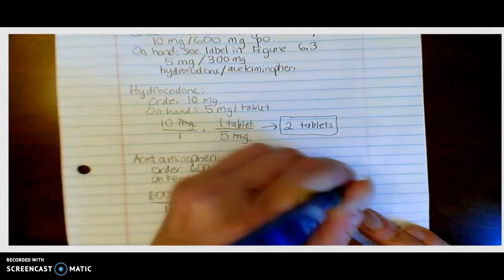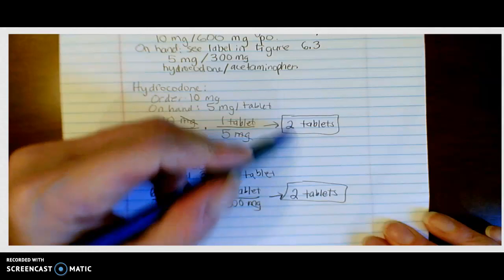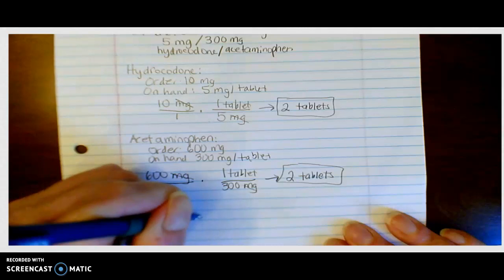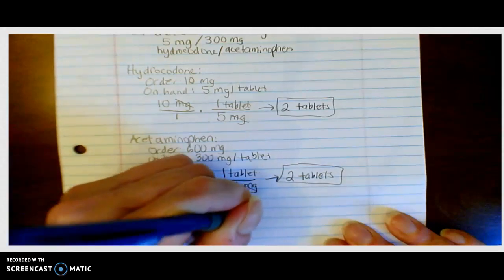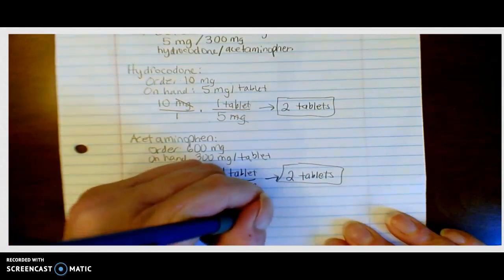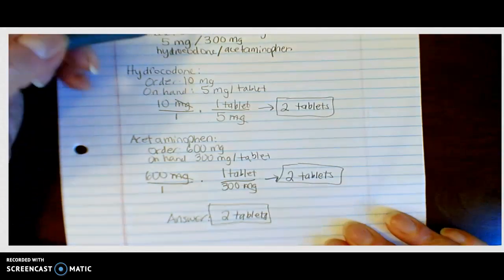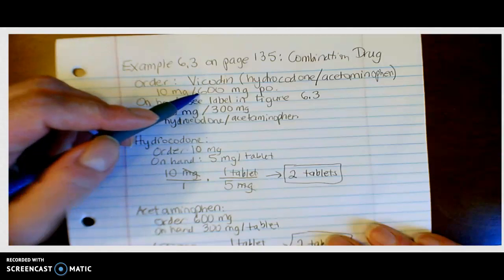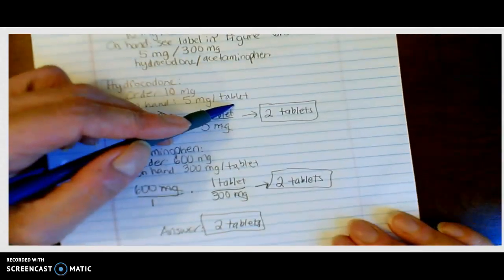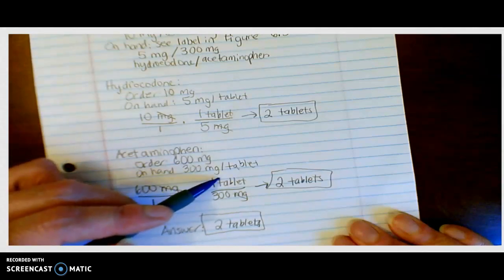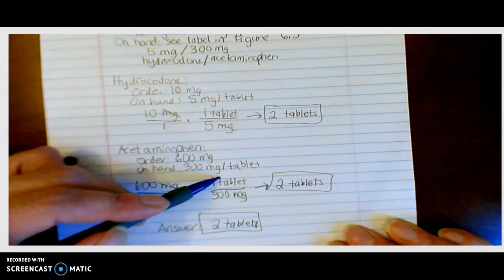What does this mean? The fact that it came out to be 2 tablets either way tells us that the dose is 2 tablets. Why is this important? You must do it for both drugs, because what if it was an order for 10 milligrams and 300 milligrams for the 2 different drugs? Then we'd end up with 2 tablets for the hydrocodone and only 1 tablet for the acetaminophen. So we would not be able to use this particular formulation of the drug.